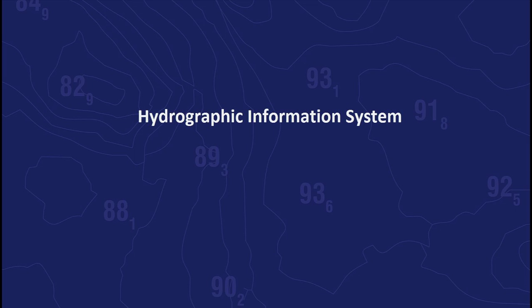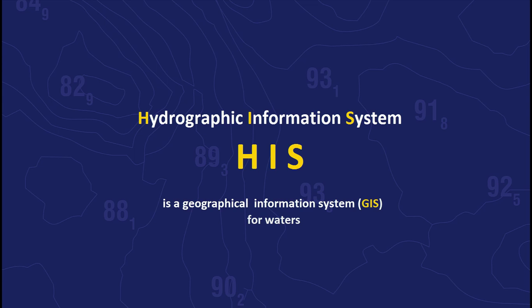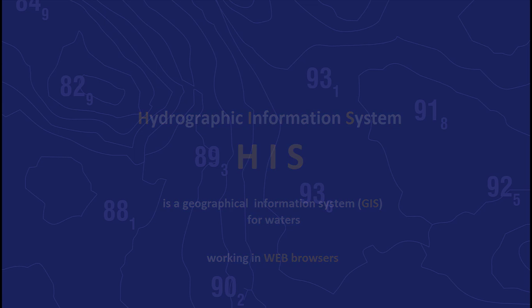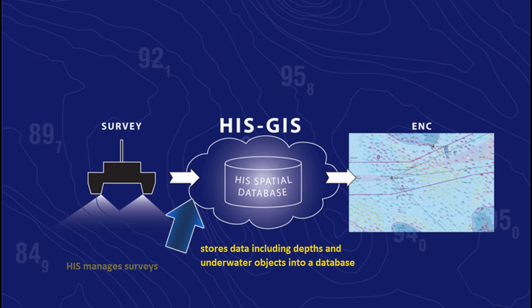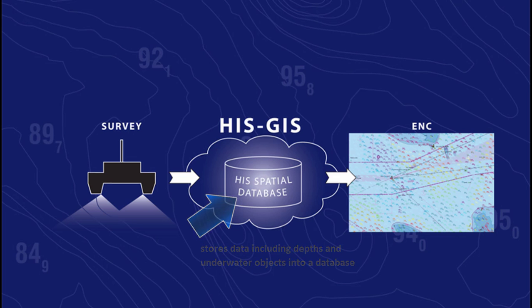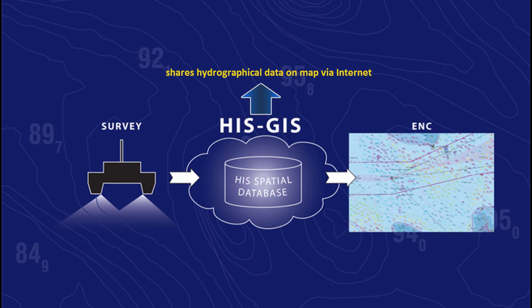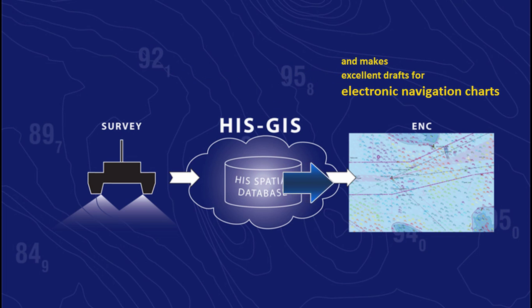Hydrographic Information System (HIS) is a geographical information system for waters. Working in web browsers, HIS manages surveys, stores data including depths and underwater objects into a database, shares hydrographical data on map via Internet, and makes excellent drafts for electronic navigation charts.